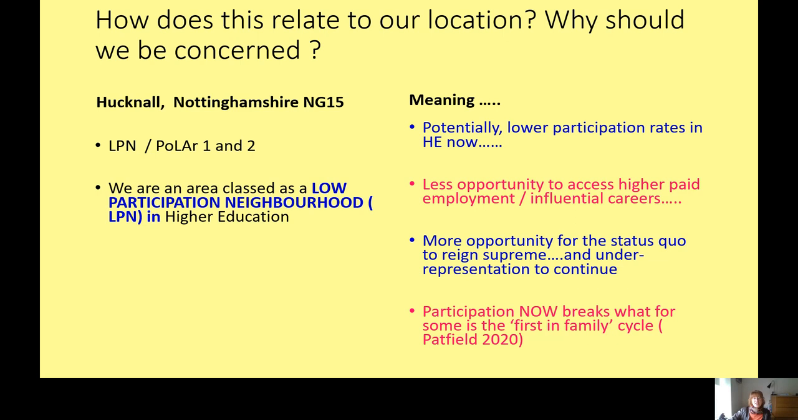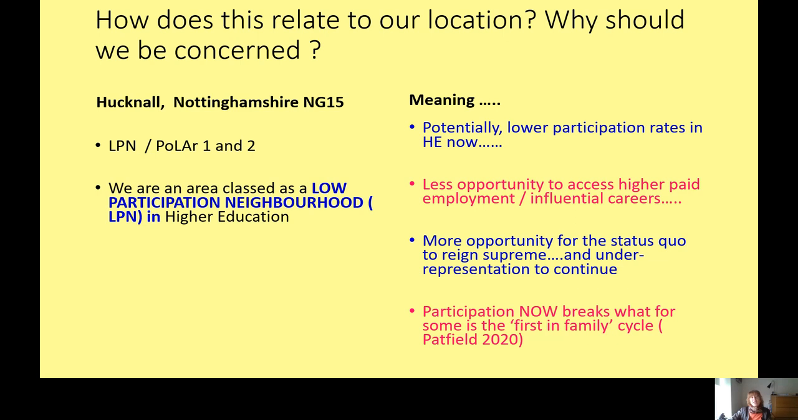And some research by a lady called Patfield talks about the importance of trying to break what we call the first in family cycle. So the first in family cycle is where you would be the first generation amongst your family to go to university and higher education. And what Patfield's research points out is that once someone goes to university in their family, clearly that starts to raise the participation levels of higher education within a neighbourhood. So that would start to make a change to the LPN and the POLAR rating for our neighbourhood.